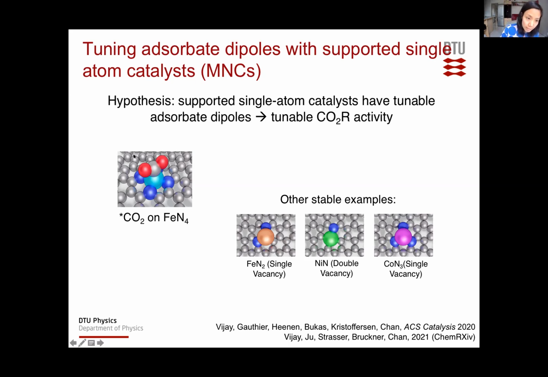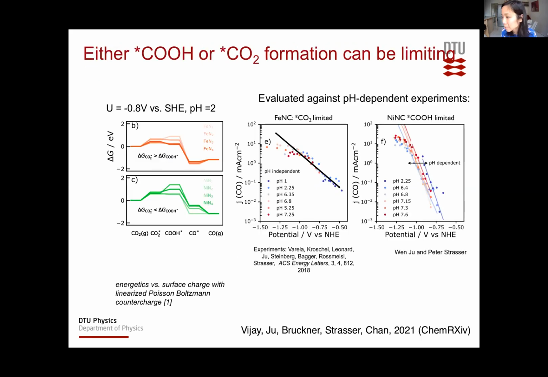Shown here is the archetypal site motif for a single atom catalyst on nitrogen doped graphene defects. The site motif here takes some inspiration from molecular catalysis, but in general, there's a variety of other motifs that could be stable, and so we haven't considered all of these in our analysis. What is interesting about these materials is that we find either COOH formation or CO2 formation can be rate limiting here.